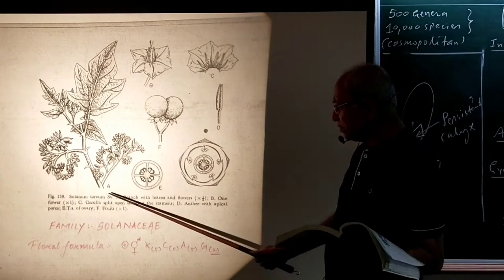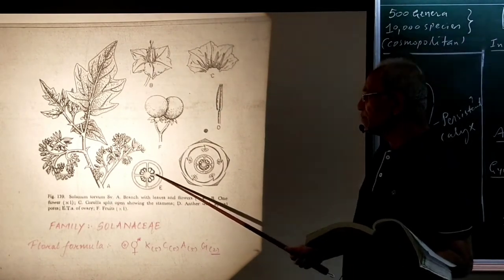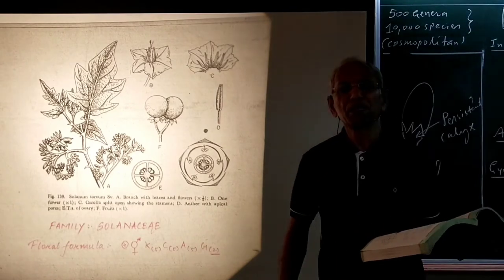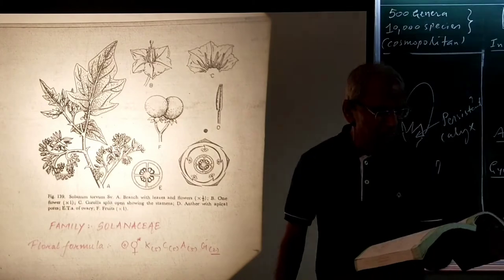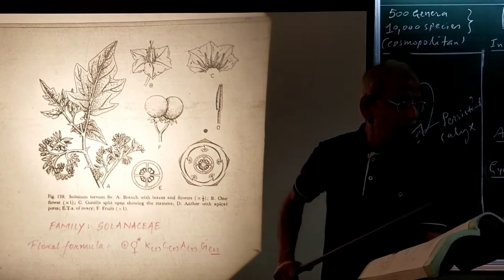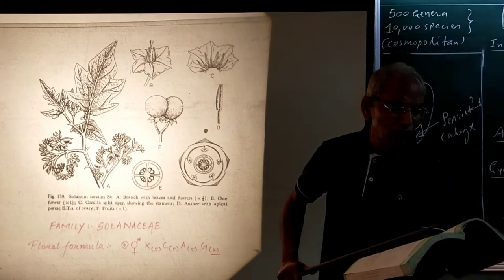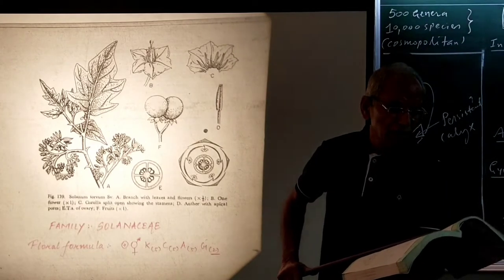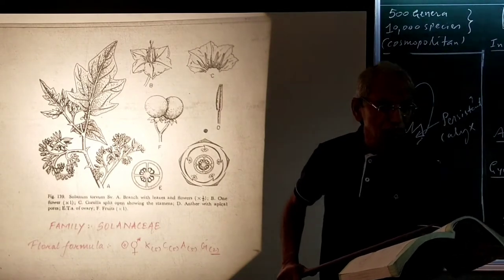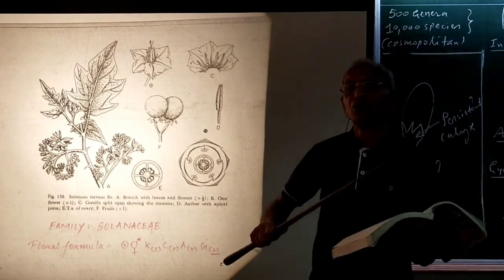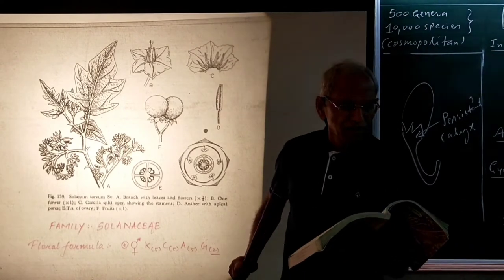Because this is an example, this picture is for this particular species. Or it may be that there are two carpels and then they have divided into four chambers. So don't worry much about that. If you are looking at page number 80 of the NCERT, there is a diagram, and if you carefully look at the ovary, there is clearly the bicarpellary syncarpous condition with two chambers.